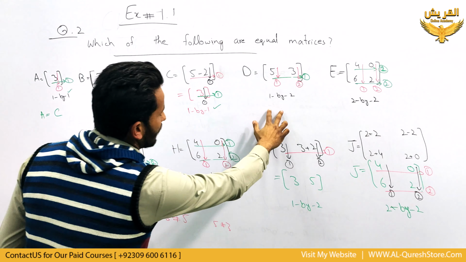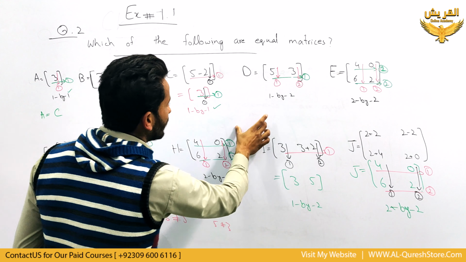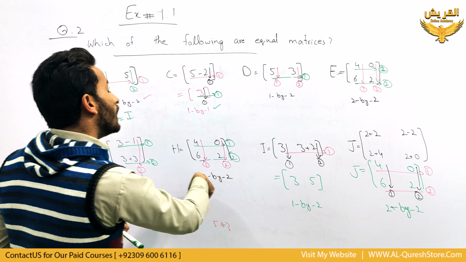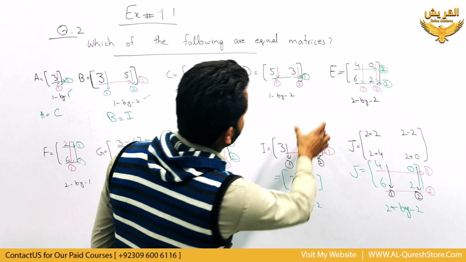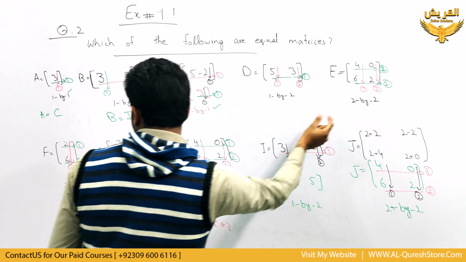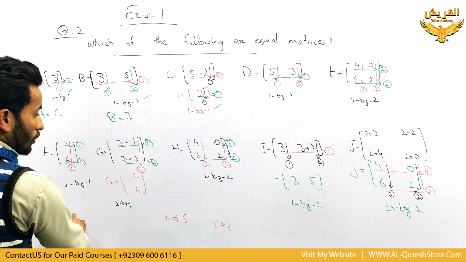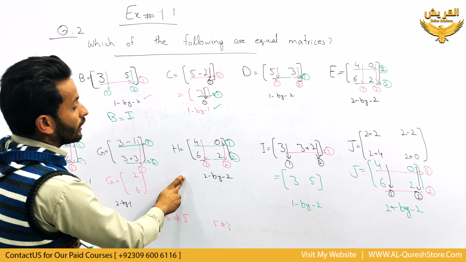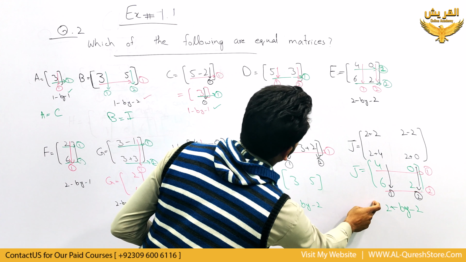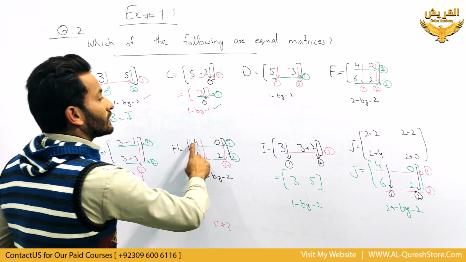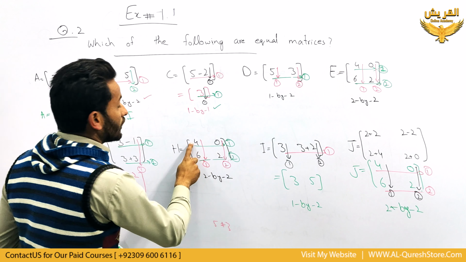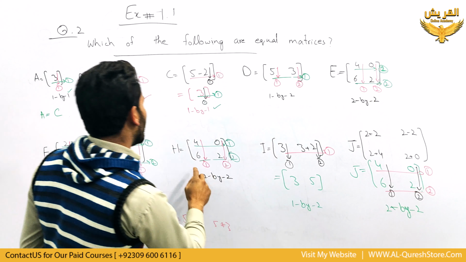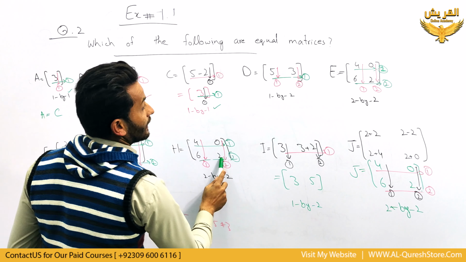Next, see the matrix of order 1 by 2. It is neither equal to B nor equal to I. So this matrix is not equal to all these matrices. Now next, see E, of order 2 by 2. We have matrices of order 2 by 2. This one is also 2 by 2 and this one has also 2 by 2 order. And the third one is J having order 2 by 2. Look at their corresponding entries. First one is 4 and 4. 0 and 0. 6 and 6.